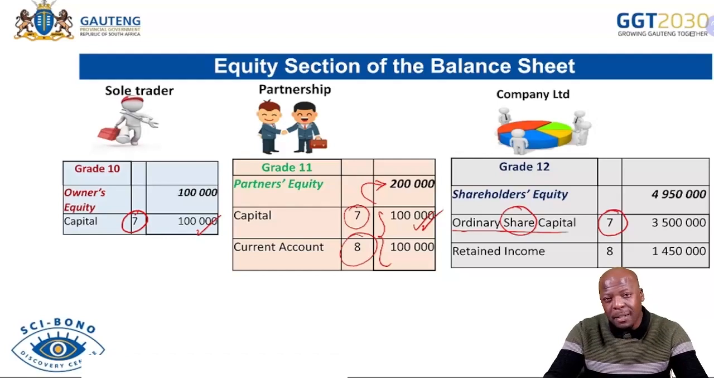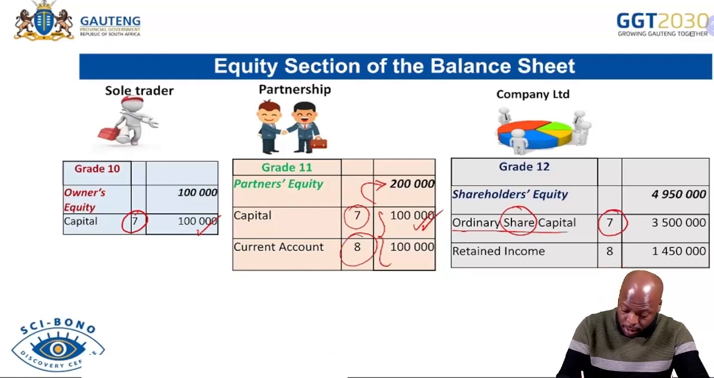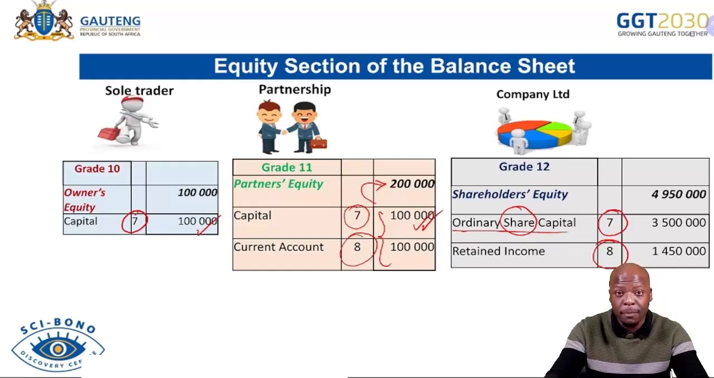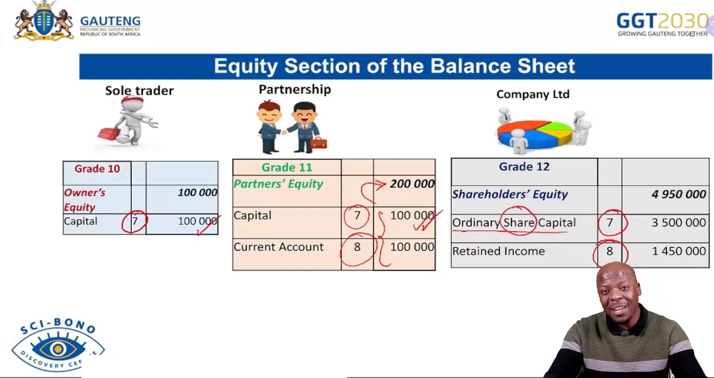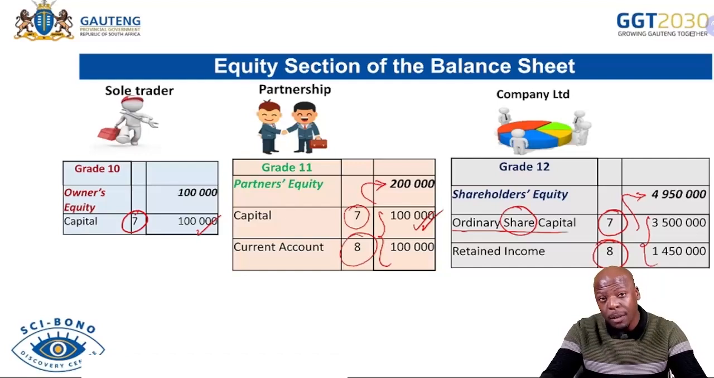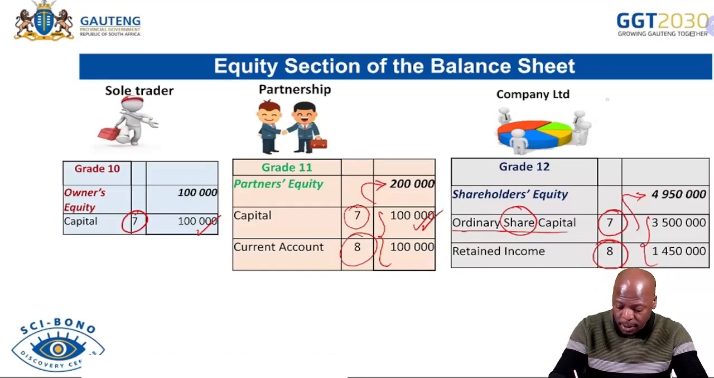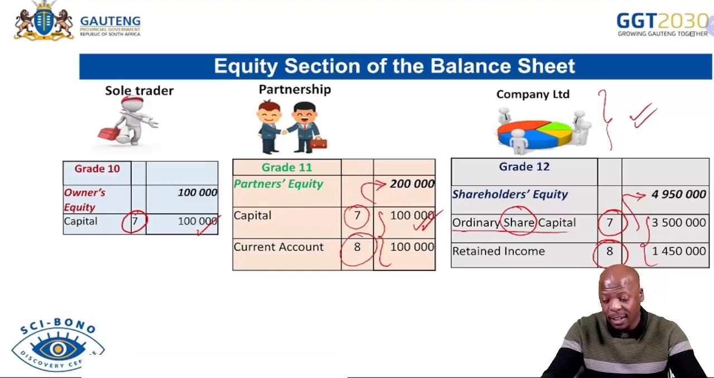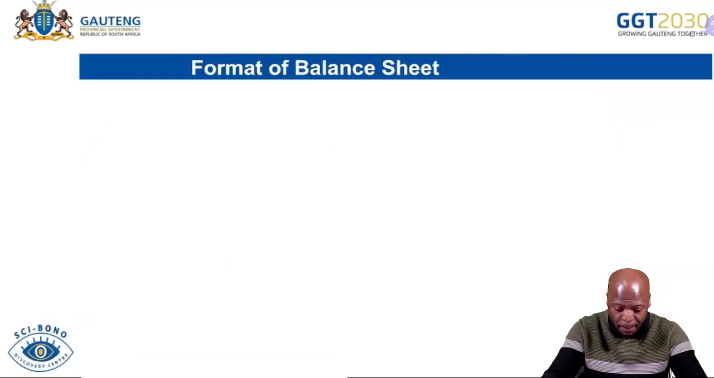The next aspect is retained income. Retained income is note number 8. You're going to see today again, we're going to open another retained income note. And the addition of these two then gives us what we call our shareholders' equity. So I'm going to spend time explaining especially this last aspect, so that you may understand exactly what we are talking about.